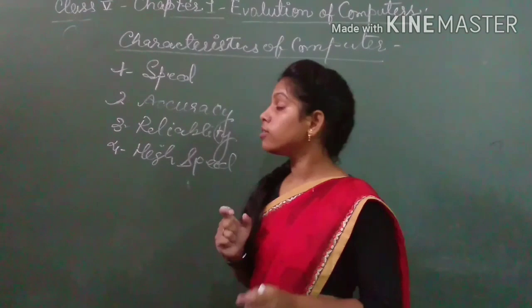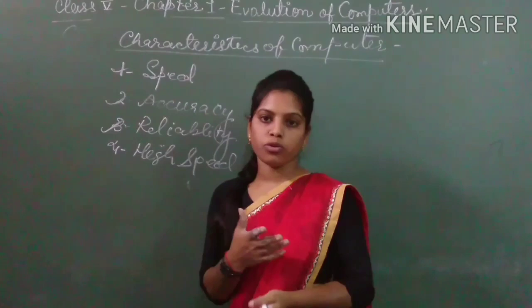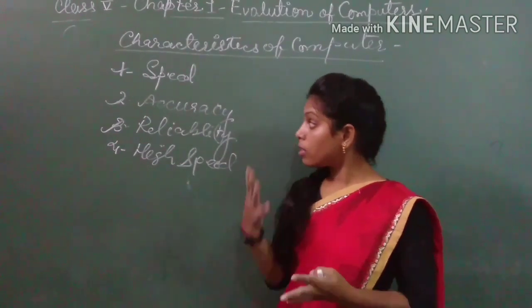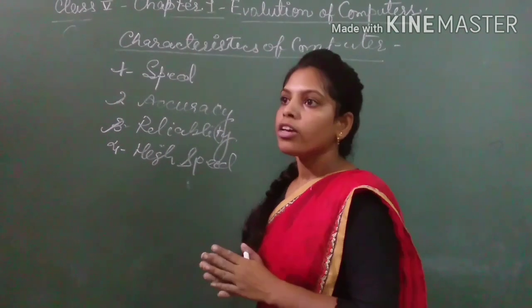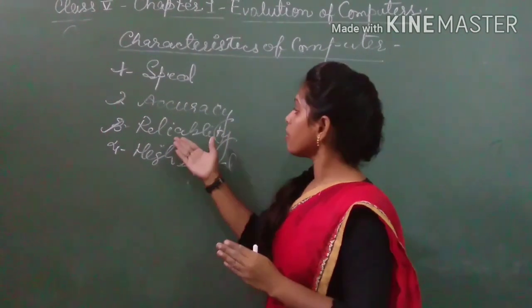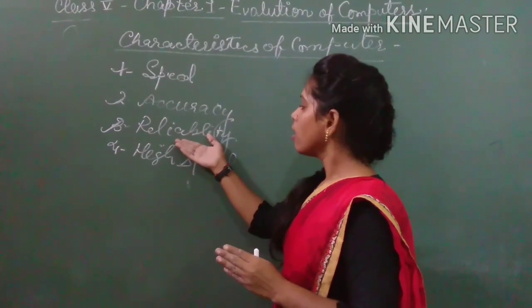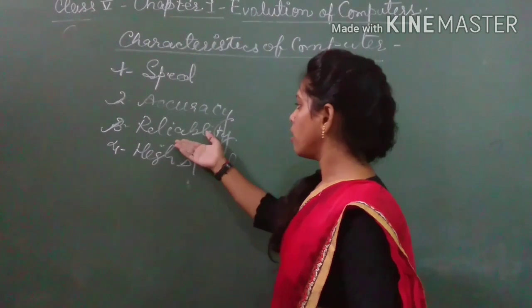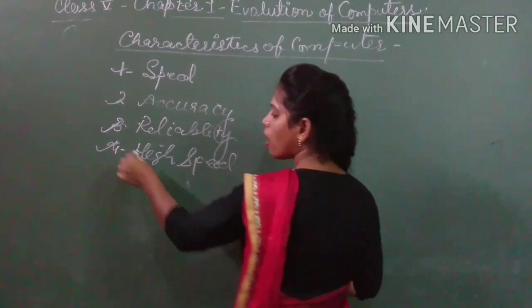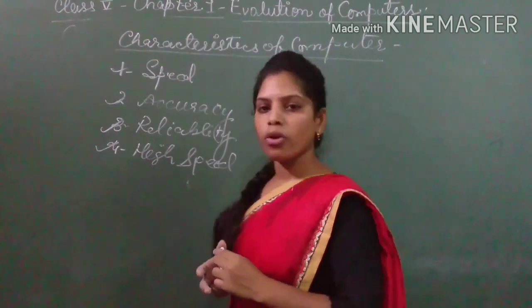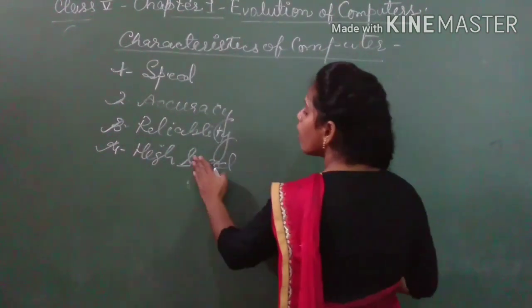Reliability. Computers are very reliable. If our data is accurate, then it gives an accurate result. So it is reliable. Next is high speed. High speed means it works very speedily. Then, high storage capacity.